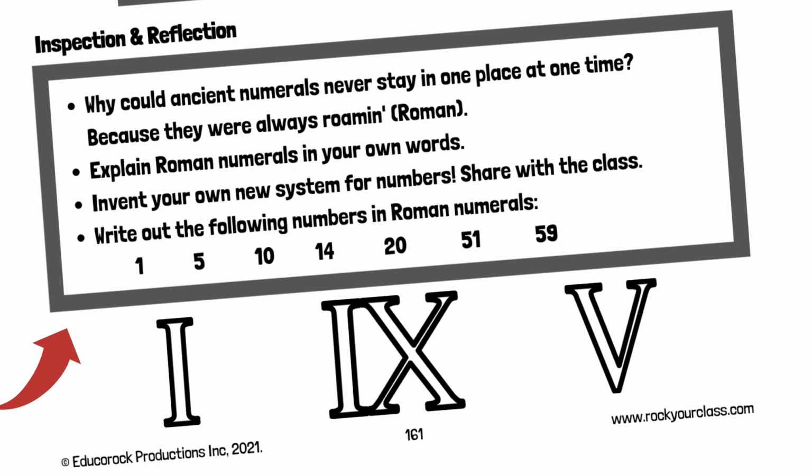Why could ancient numerals never stay in one place at one time? Because they were always Roman.